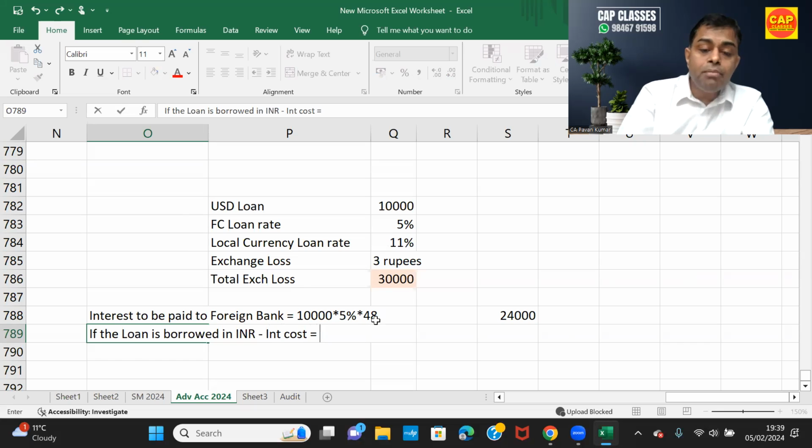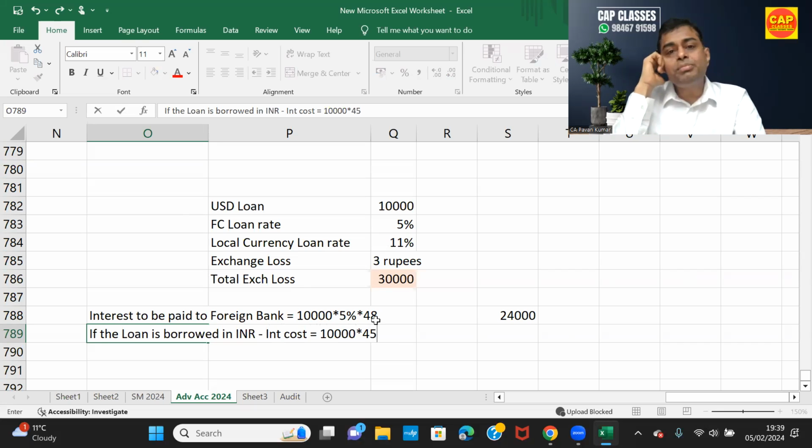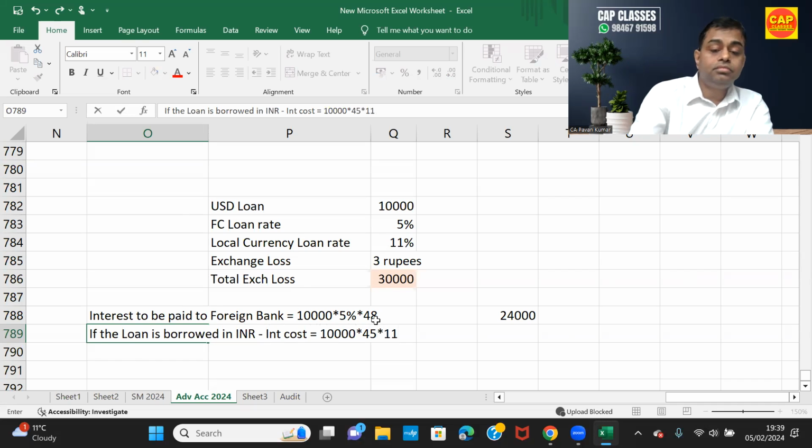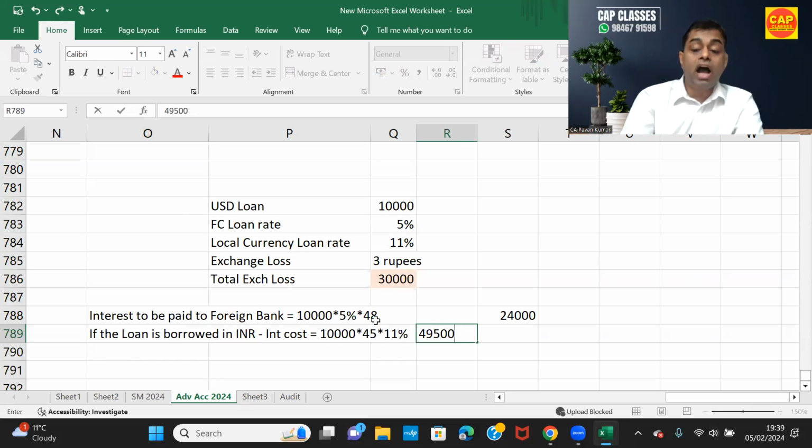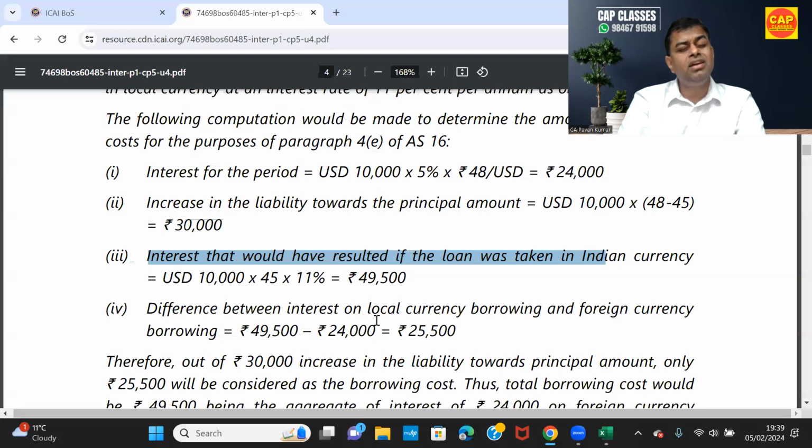is equal to, when I borrowed 10,000, how much did I get? 45 rupees per dollar that day. Into how much would I have paid? 11%. Can you calculate and tell me how much it is? 49,500. My interest on the loan is 49,500.